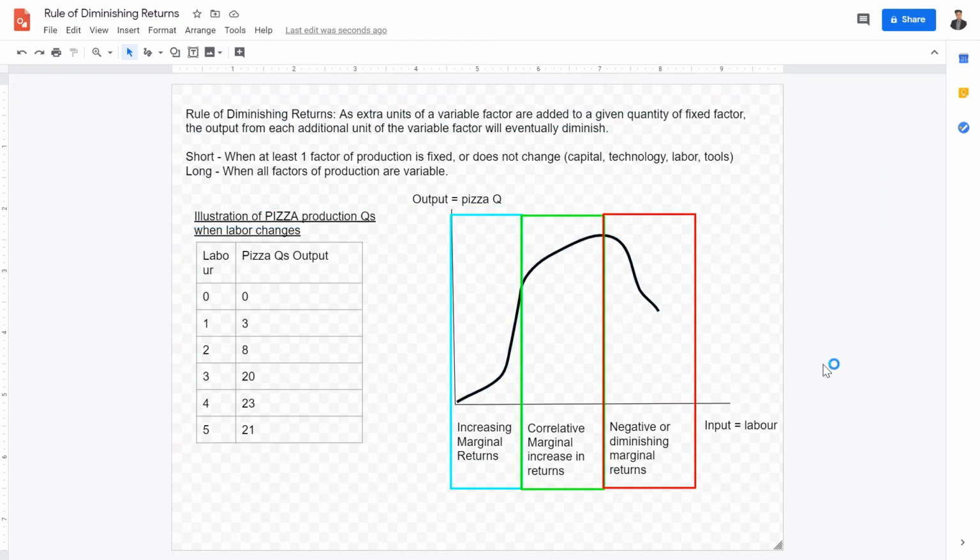So it is very important that you understand the concept of diminishing marginal returns, as this is a cornerstone idea, and a very crucial idea when it comes to this chapter.